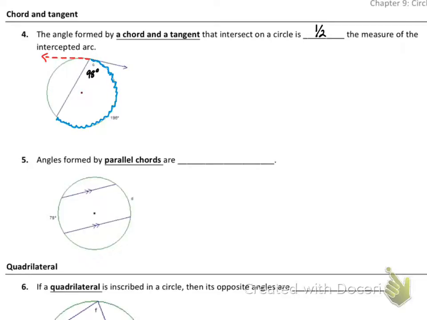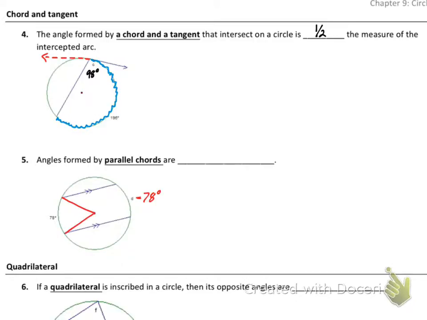Angles formed by parallel chords. Let's look at the picture. If this is 78 and these two lines are parallel in the circle, just looking at it, what does D equal? Yeah, they're going to be equal. D is going to be 78 degrees, because we create a straight line. This has to be the same thing. Along with D equaling 78 degrees, it creates the same angles as well.